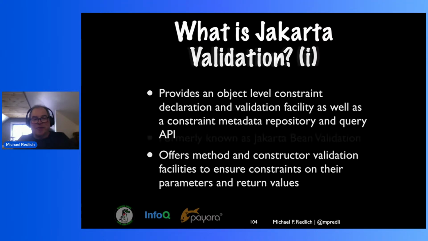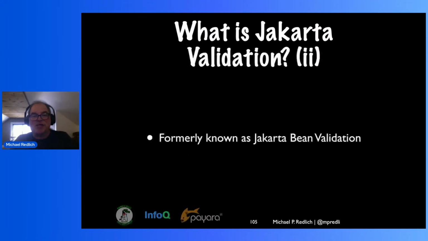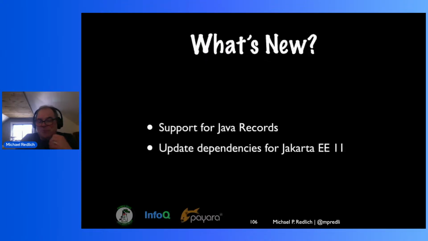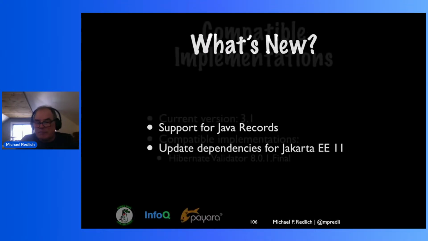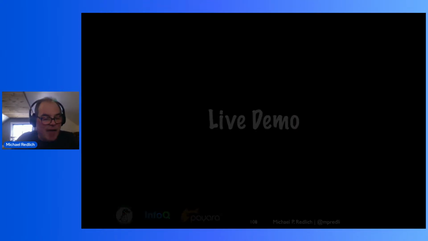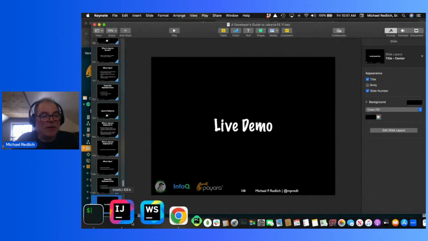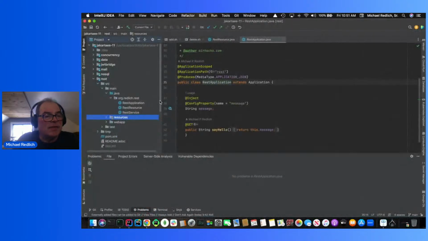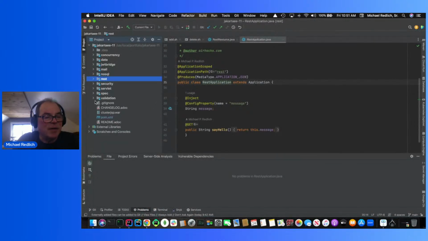And I mentioned that it was formerly known as Jakarta Bean Validation. I think the URL is still bean-validation. So, support for records, right? Updating dependencies. 3.1, and Hibernate Validator has also been a long-time implementer of this specification. But yeah, I do have a demo real quick for that. Let me show you where that is in here.